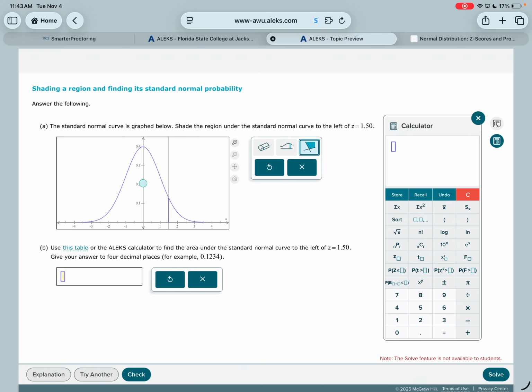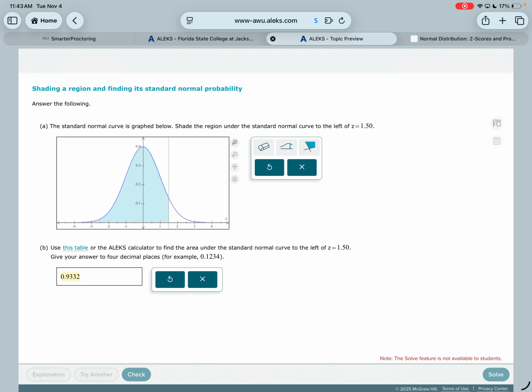Let's get it right, and then let's see what it gives us. 1.5 to the left, we would do the probability of z, 1.5 to the left would be less than or equal to, right? Pretty easy, not bad. Check it. Let's see what it gives me.